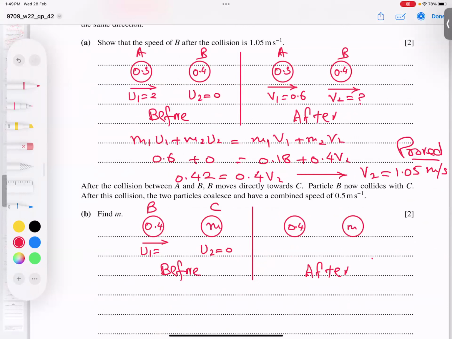And what is U1? This will behave as U1 now, because the last speed with which B leaves A is the speed with which it hits C. So this V2 will become U1, so 1.05. After that they coalesce, so they will behave as one object. They will go together with a speed of v. He said v equals 0.5. He has given us this.